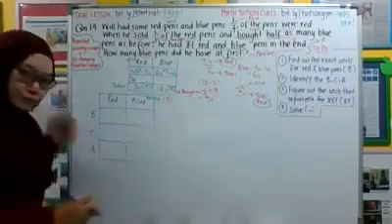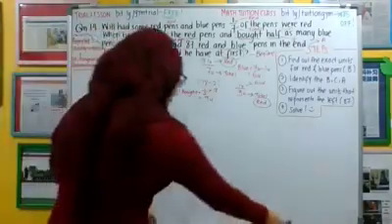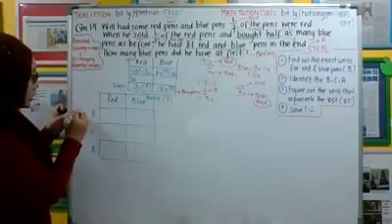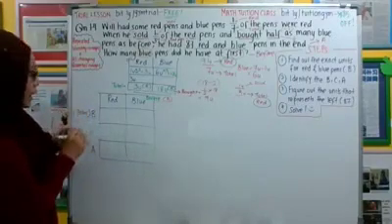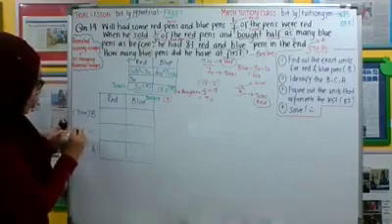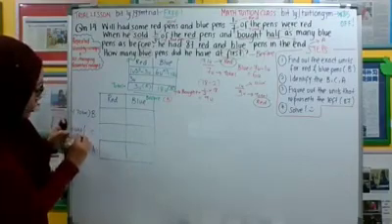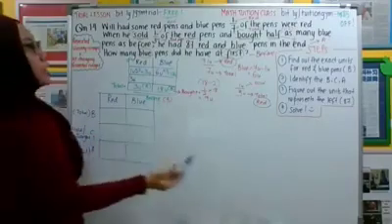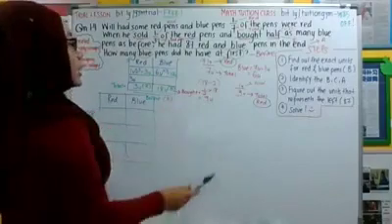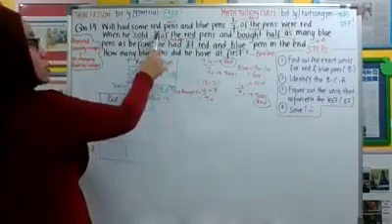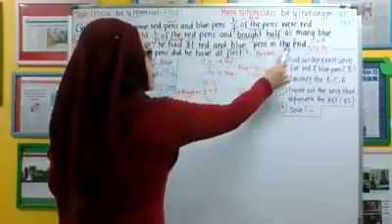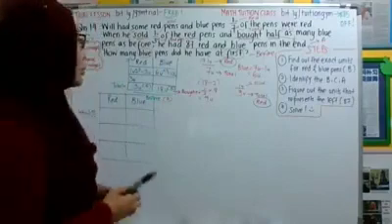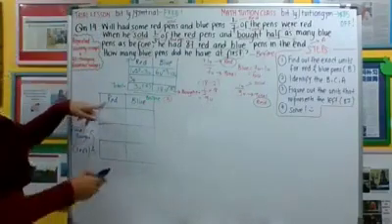Okay, there. Now we're going to fill up the table accordingly. Before, here means my total. Change, here means my sold or my bought. After means my left. Okay, so I know my before, I know what is bought, I know what is sold, I know what is left in the end. Okay, I know everything. All I have to do is put into the table accordingly.